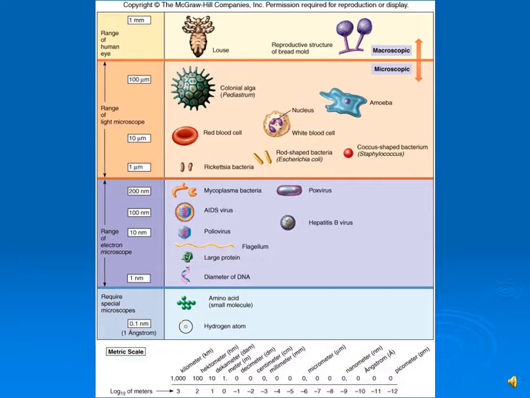Again, size: we're talking proteins here and DNA here about 1 nanometer.